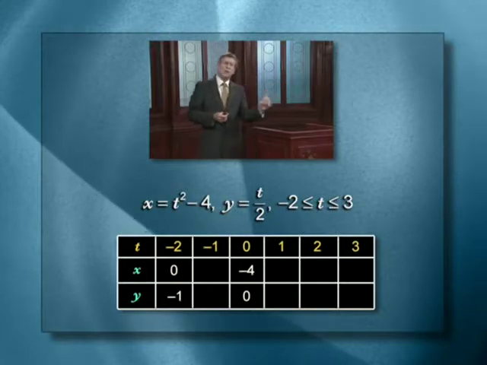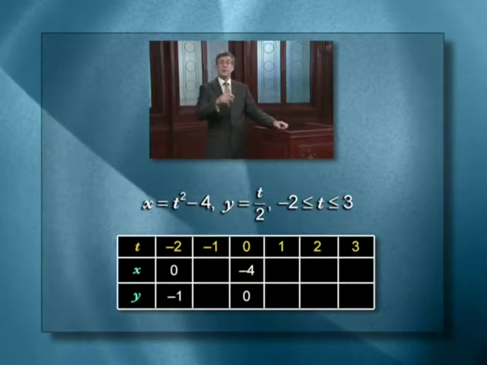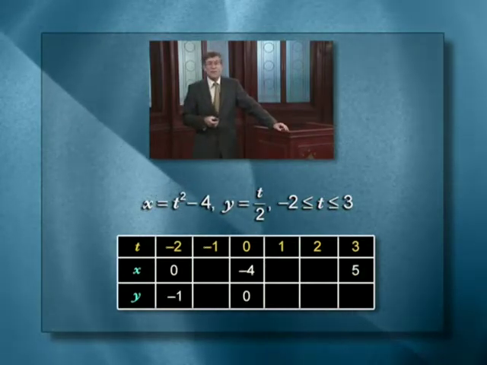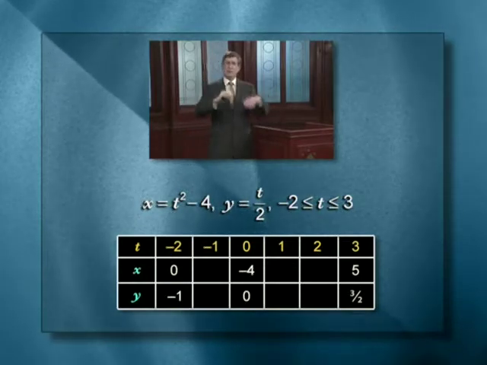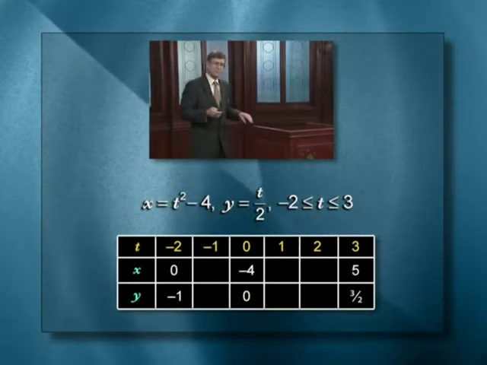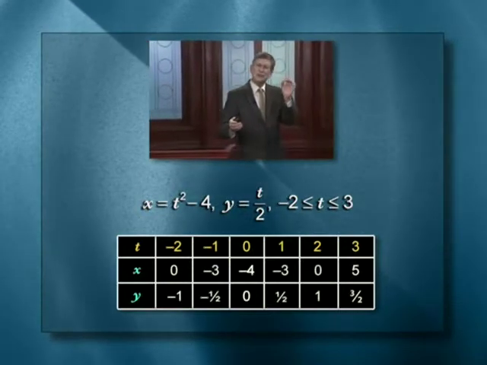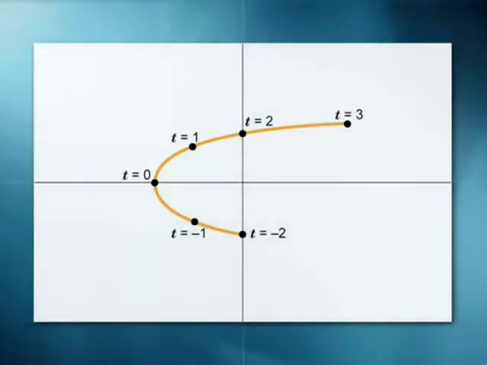And then I'll finish off with t equals 3. What do I get? X will be 3 squared minus 4. 9 minus 4 is 5. And y will be 3 halves, and that'll be the y coordinate of the point. So you fill out this table of values, plot those points, and then connect them with a smooth curve. And here's what you get. Isn't this an interesting picture? I really like this picture.